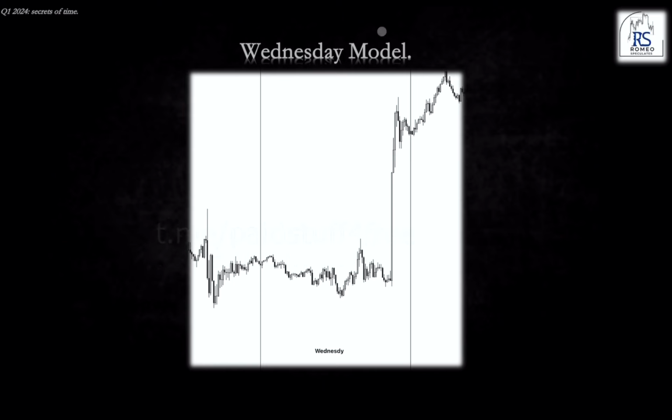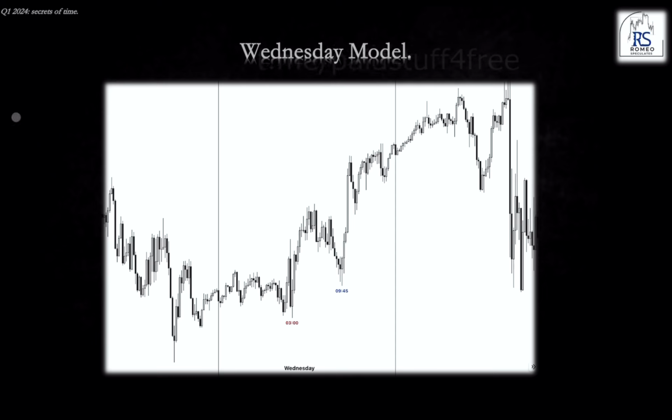So back to the Wednesday model. That is a price observation rant. I'll leave the details for the next chapter. Open, decline, create a range, turtle soup, break out of the range, and then rally. Another example of the Wednesday model over here.